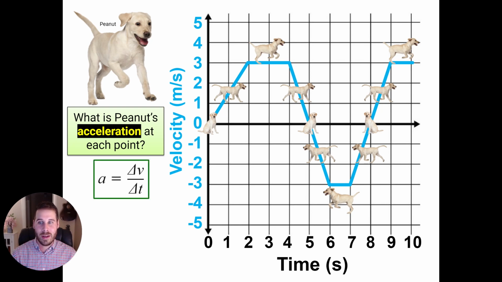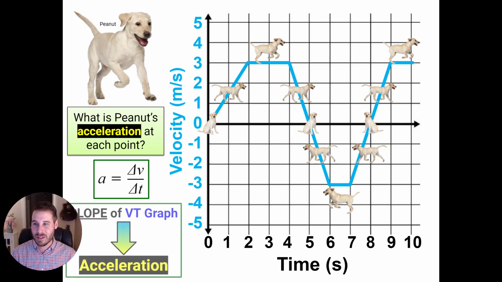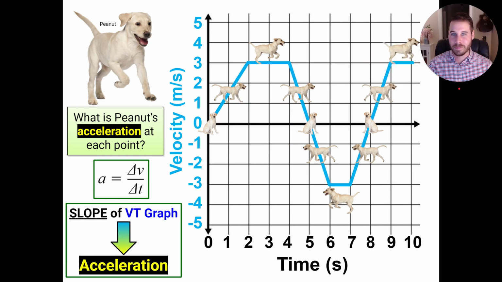Well, we have one equation that we can use to calculate Peanut's acceleration, and that is, what was Peanut's change in velocity, and what was the amount of time it took for him to change that velocity. We could plug those numbers into a formula. And a shortcut to doing that, so that we don't have to work with the formula as often, is to consider this little trick here. The slope of a VT graph actually does this calculation for you and tells you what the acceleration of the object is. So remember that slope is just rise over run.